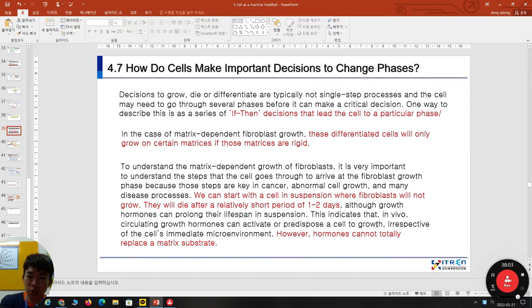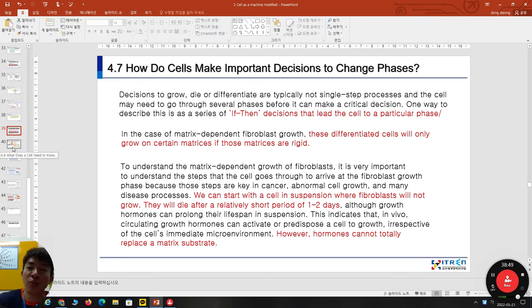That indicates that in vivo circulating growth hormone can activate or predispose the cell to growth irrespective of the cell's immediate microenvironment. However, hormones cannot totally replace the matrix substrate. Okay? Let's say growth factor is enough to keep the fibroblast alive. In that case, the fibroblast, even in cell suspension state, should be alive. But they are really dead, which means the hormones and cytokines are not enough to make fibroblasts survive. In the case of fibroblasts, they need matrix to grow or to be alive. Okay? So depending on the cell type, sometimes matrix is a very key factor to make them survive, make them differentiate.